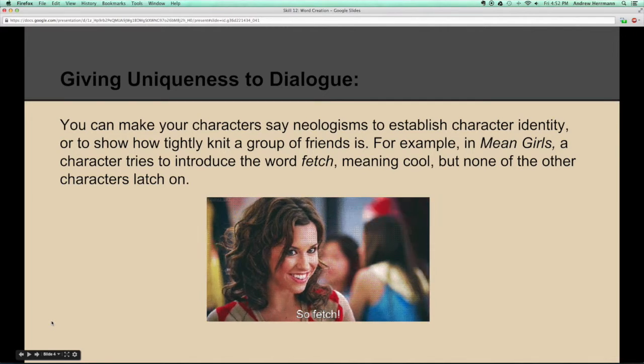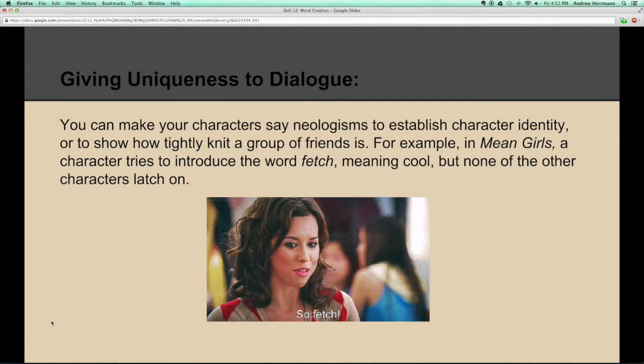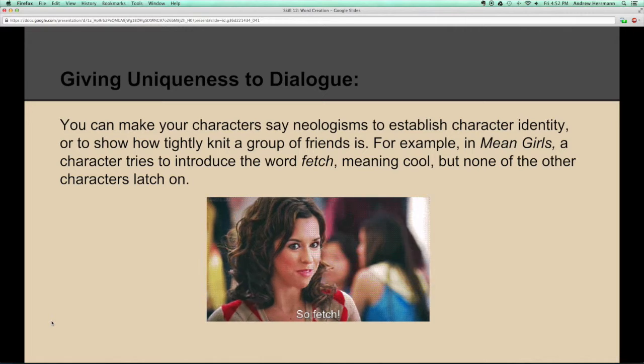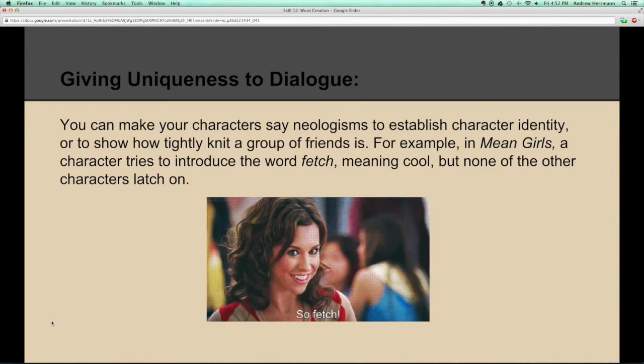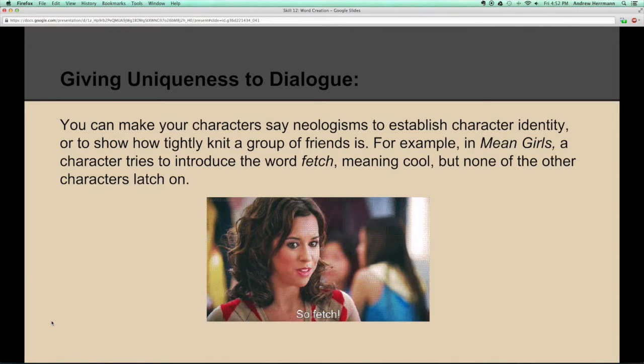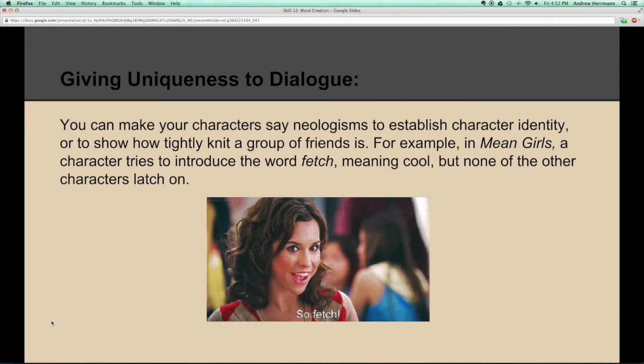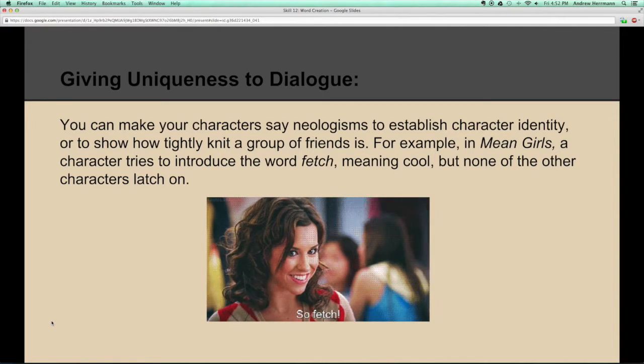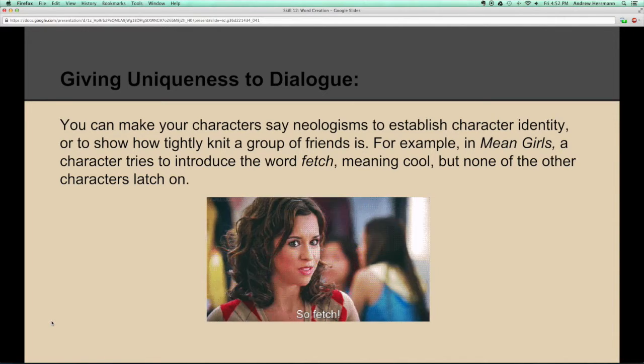You can create unique characters who use unique words, and that is another good reason to use neologisms. You can make them say neologisms to establish their identity and to show how tightly knit a group of friends is. Think of your group of friends, and if you guys have words that you use a lot, or even if you've ever invented a word together.